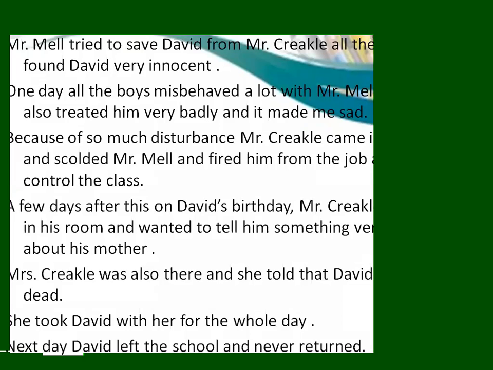She took David with her for the whole day, because obviously she was also a mother, so she could feel what David was feeling. So she thought that I should take David with myself for the whole day. Next day David left the school and never returned, because he was very much disheartened.